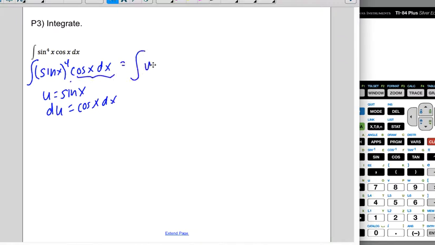So this is the integral of u to the 4th du, which means I'm going to get u to the 5th over 5 plus c. So my answer is sine to the 5th of x all over 5 plus c.